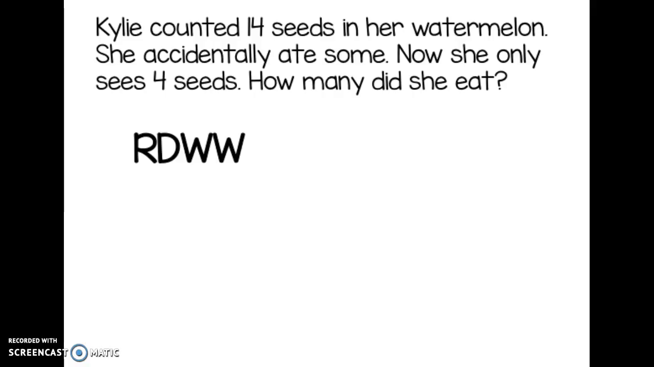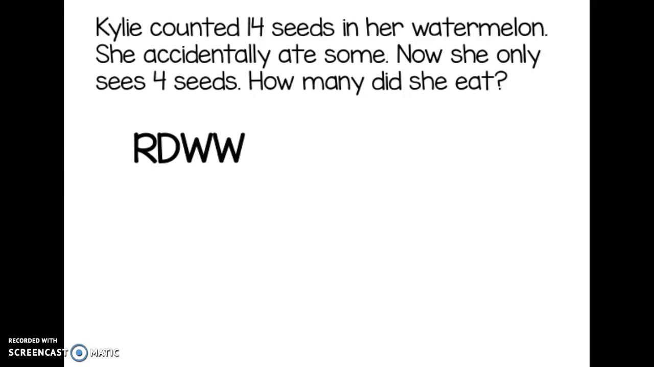Let's see. It's telling me she had 14 seeds when she got her watermelon. But now there's only 4. It's wanting to know how many she ate. That's our unknown.